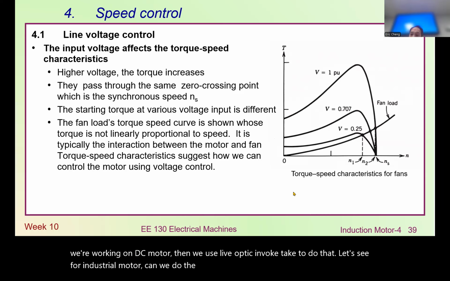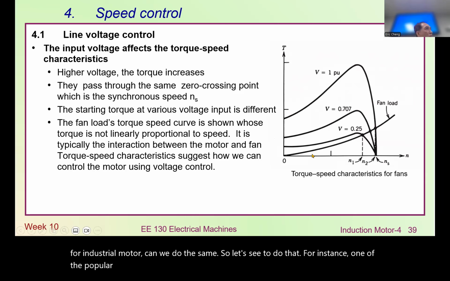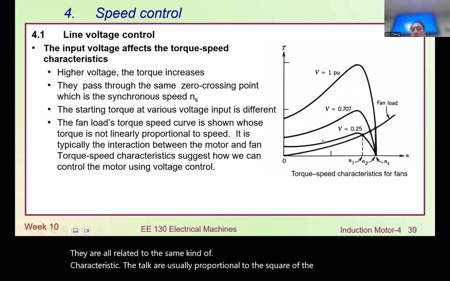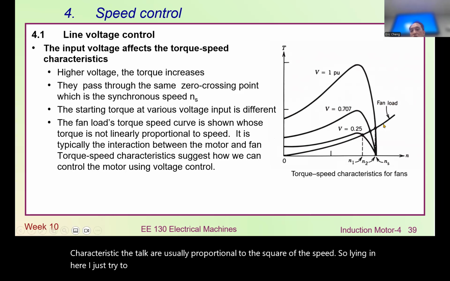So let's see to do that. For instance, one of the popular applications for a motor drive is to connect the motor to a fan load or pump load. All these fan loads, pump loads, rotational loads are related to the same kind of characteristic. The torque is usually proportional to the square of the speed. So here, I just try to apply the motor to this fan load to see what happens.